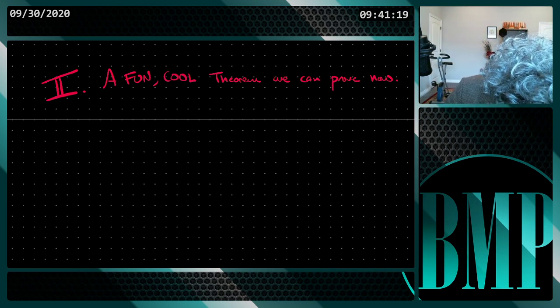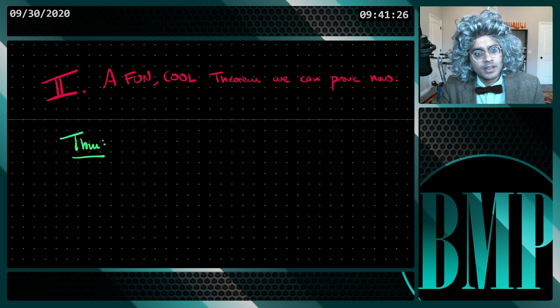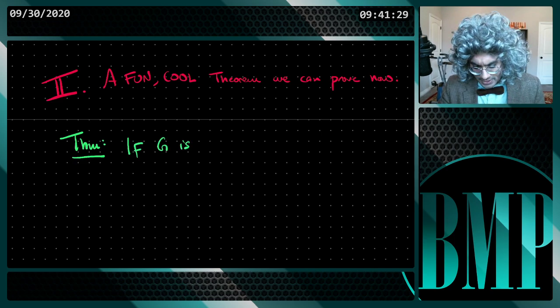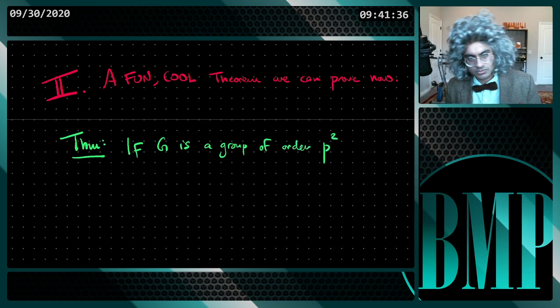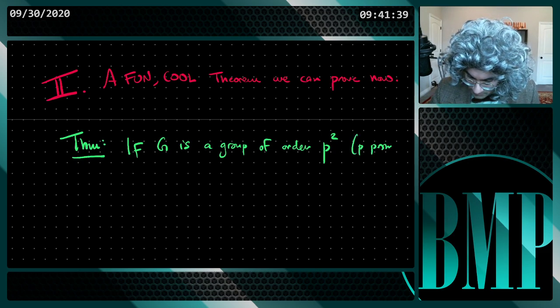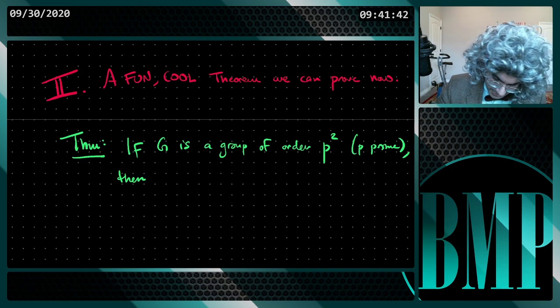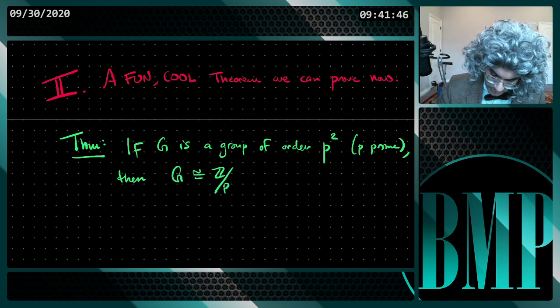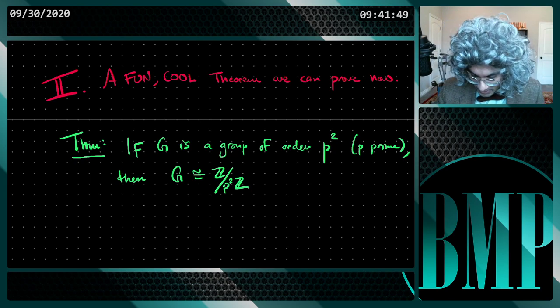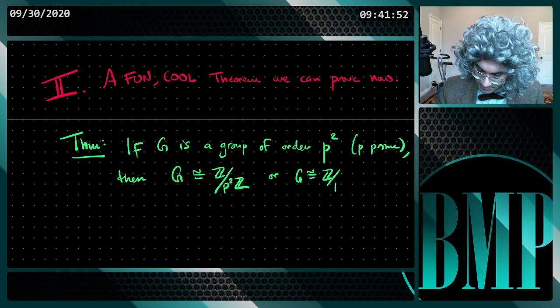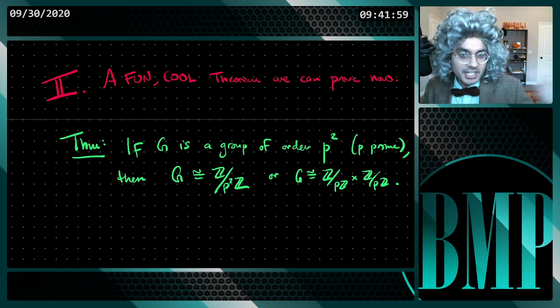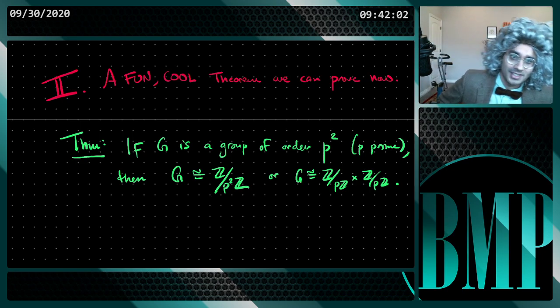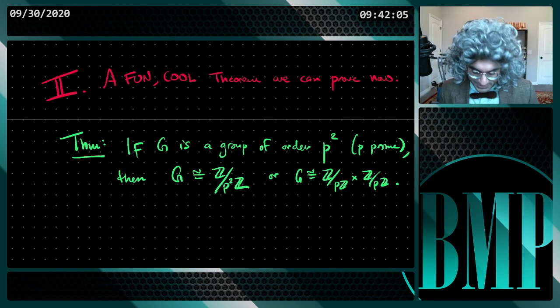Okay, so here's a theorem that we're going to prove. If G is a group of order p squared, p a prime, then G is either isomorphic to the cyclic group of order p squared, or G is isomorphic to this one. In particular, G is abelian. There are no non-abelian groups of order p squared. Okay, let's try to prove something like this.